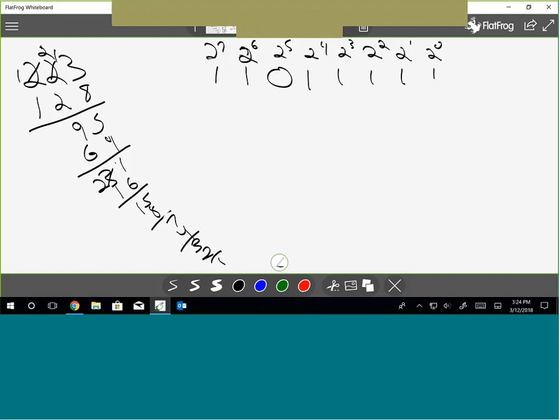So 11011111 equals 223. Okay. So again, using the subtraction method, you're able to convert from decimal to binary. Very good. You're going to need that skill, and your students are going to need that skill for the actual exam.